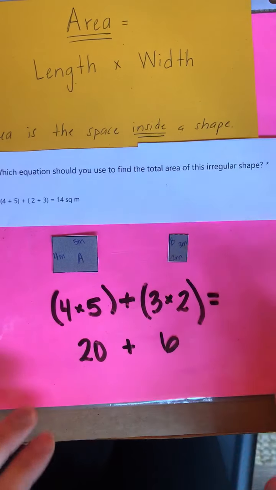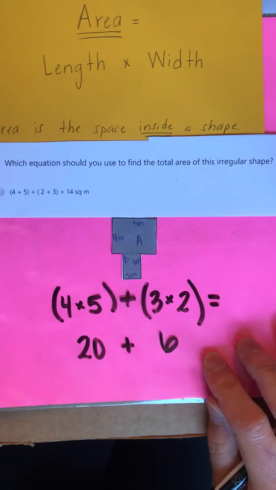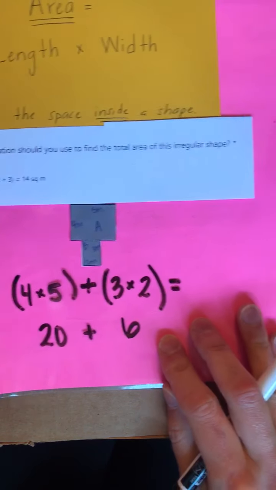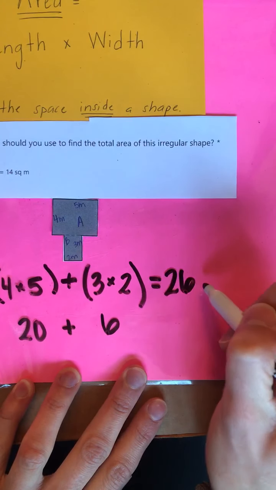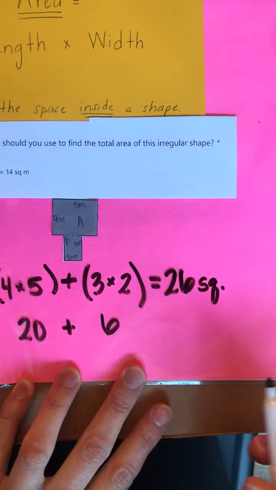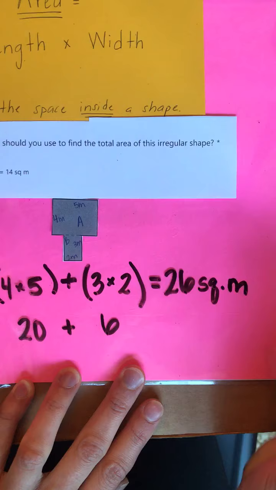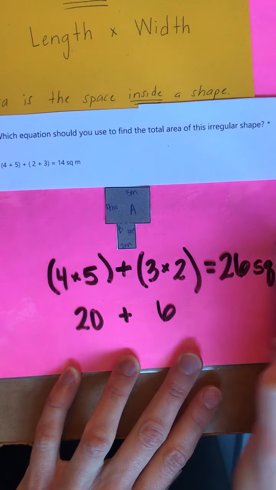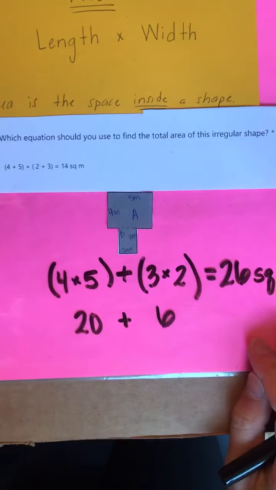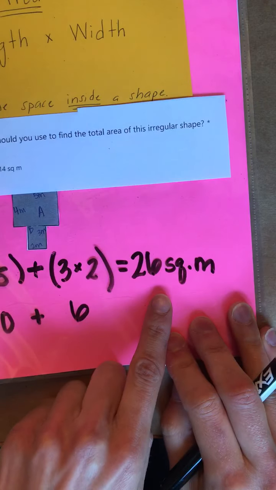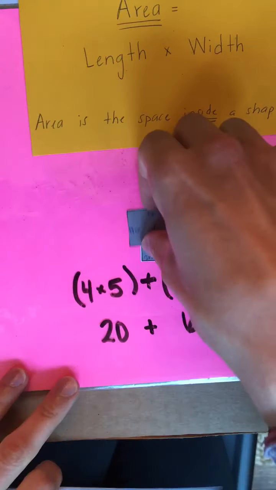So the area of this whole irregular shape is 20 plus 6. Well, what is 20 and 6 more? Very good, it's 26, right? And we can't forget our units, square, and in this case, the length of each side was meters, so we write an M for meters. Okay, so your equation looks like this. Remember, it's a part plus a part to equal the whole area. Okay, friends, great job. Let's take a look at number 3.